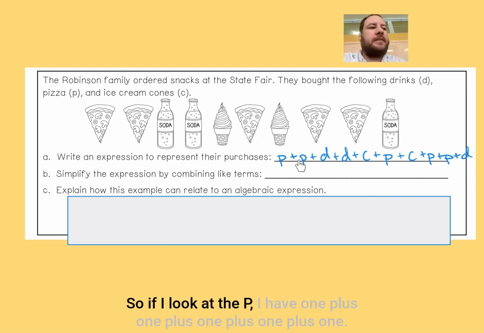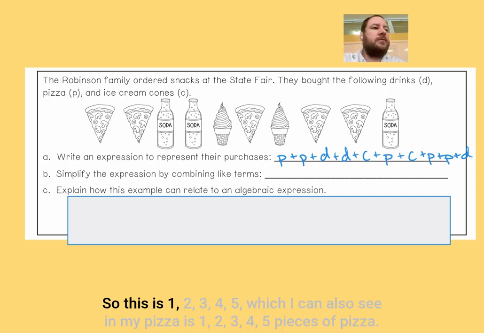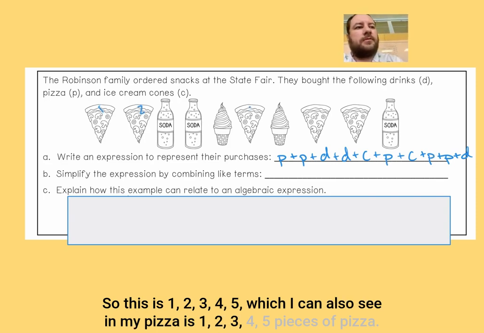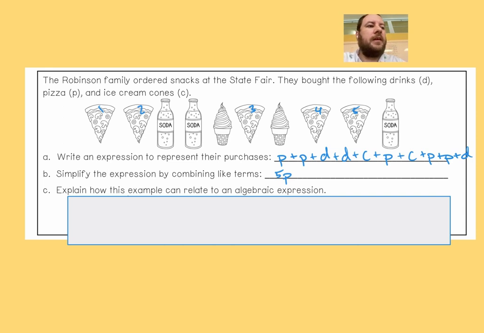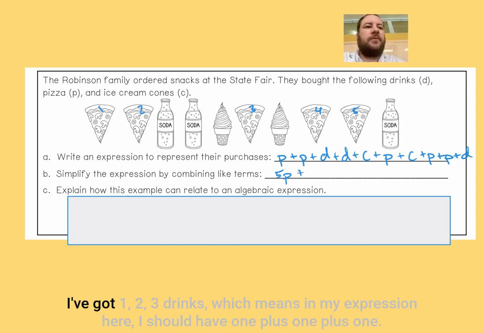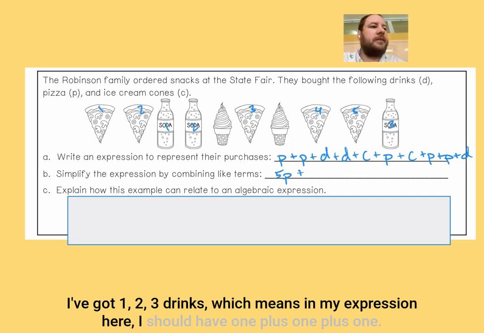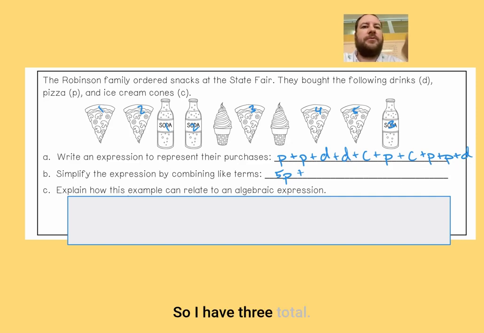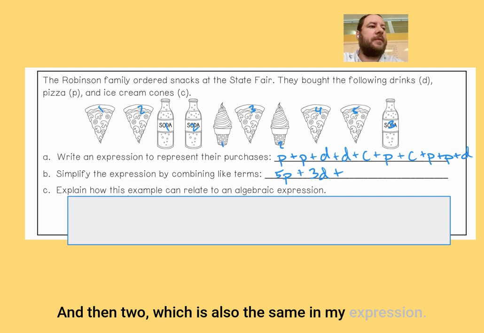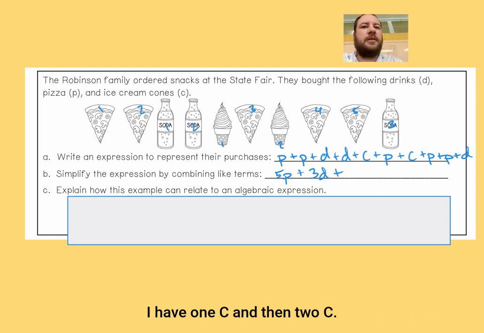If I look at the P's, I have 1 plus 1 plus 1 plus 1 plus 1. So this is 1, 2, 3, 4, 5, which I can also see in my pizza: 1, 2, 3, 4, 5 pieces of pizza. So I have 5P. Then I've got my drinks. I've got 1, 2, 3 drinks, which means in my expression I should have 1 plus 1 plus 1. So I have 3D in total. And then my cones, I've got 1 and then 2, which is also the same in my expression: 1C and then 2C.